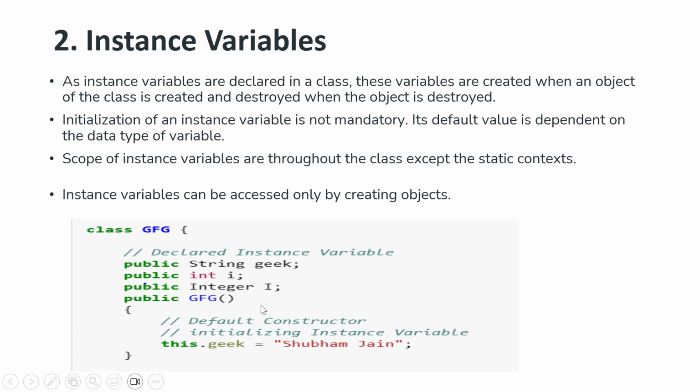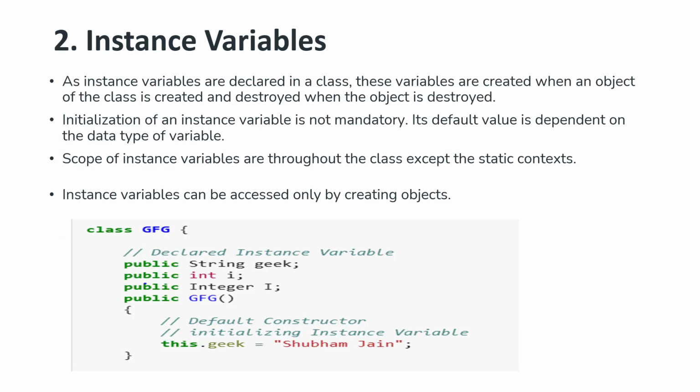If you create 10 objects of GFG, 10 different memories for these variables will be created in the heap. And when the object is destroyed, that heap allocation will be destroyed.